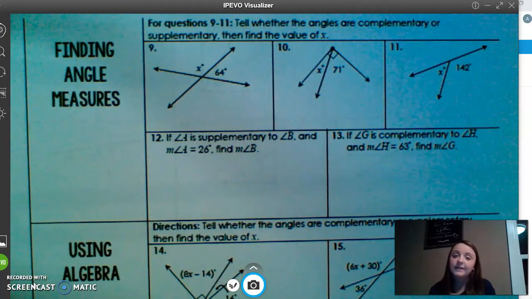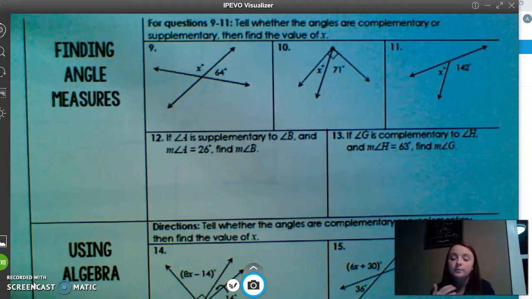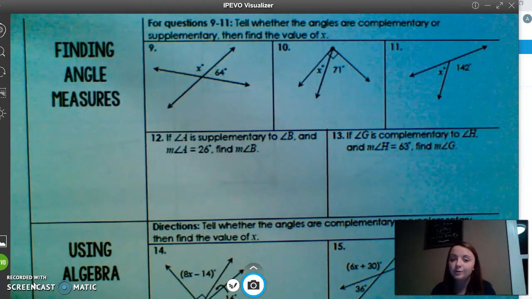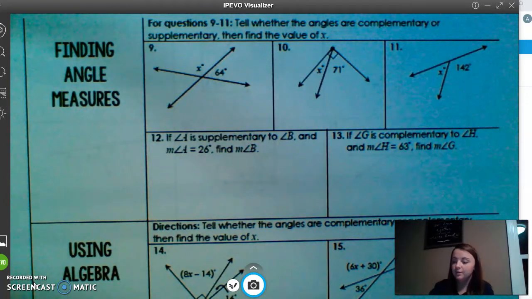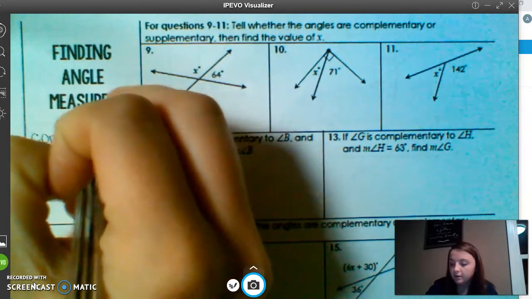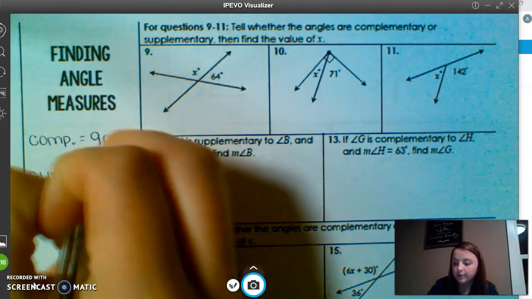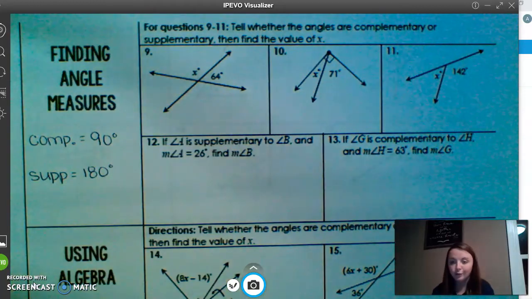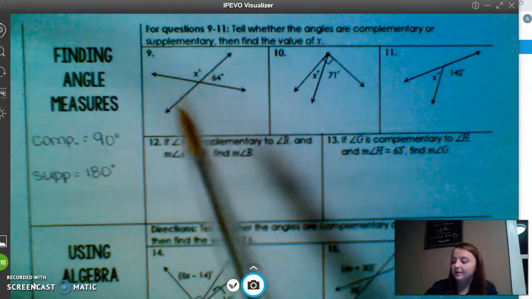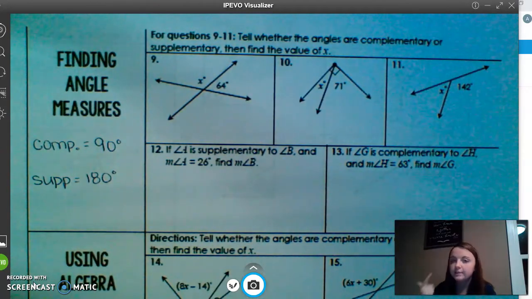Hey guys, so we're going to continue on with complementary and supplementary angles and using that to find missing measures. It's kind of like what we did with adjacent and vertical angles, but now we're using the qualities of complementary and supplementary angles. So as review, complementary angles are 90 degrees, and supplementary are 180 degrees. Really important, okay?